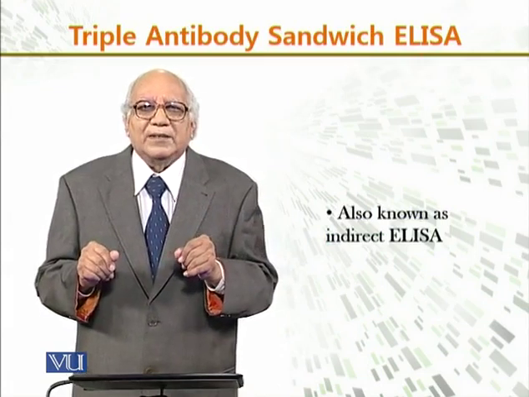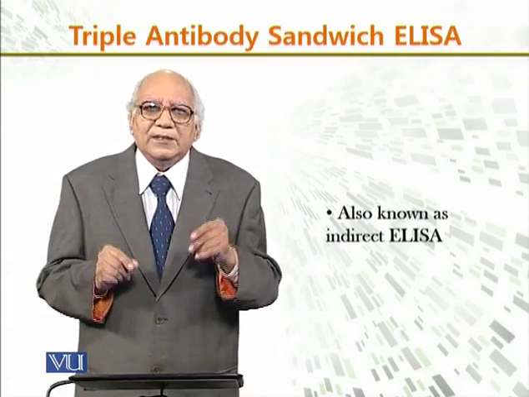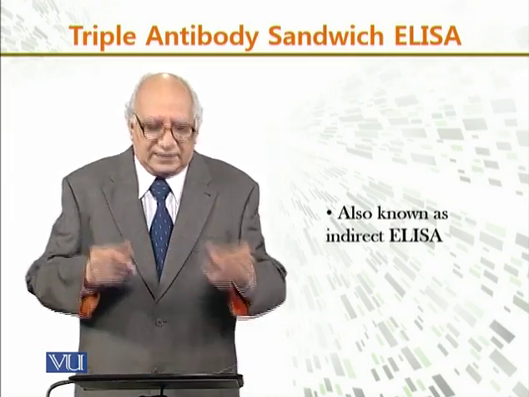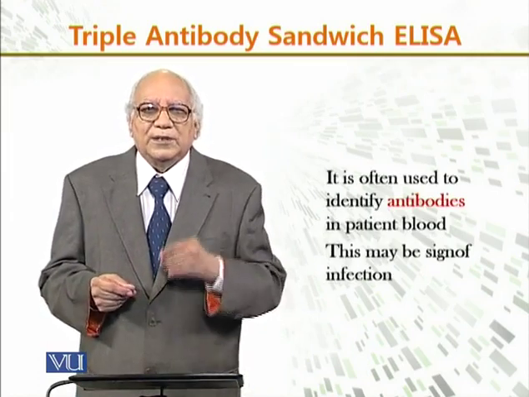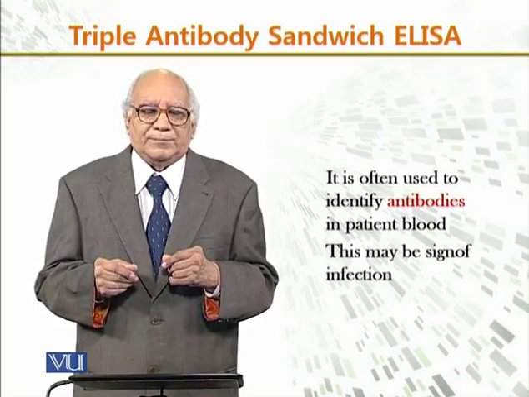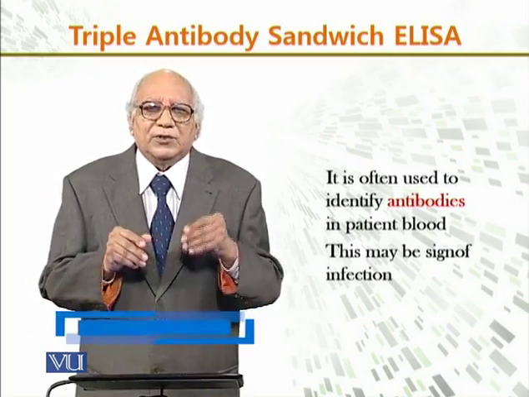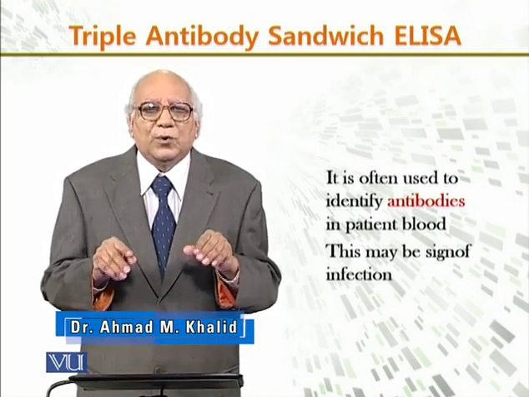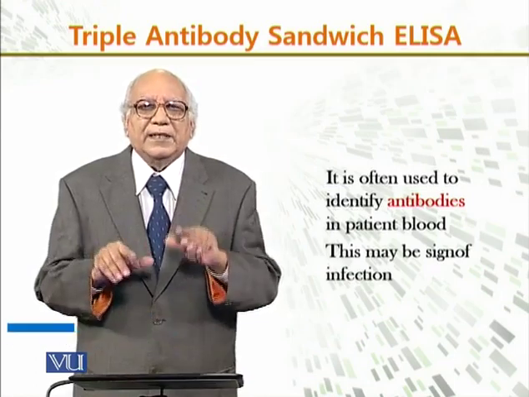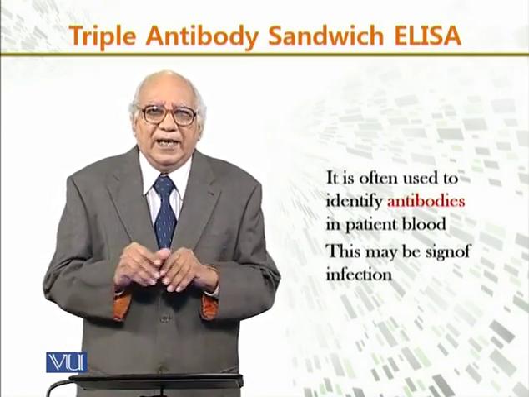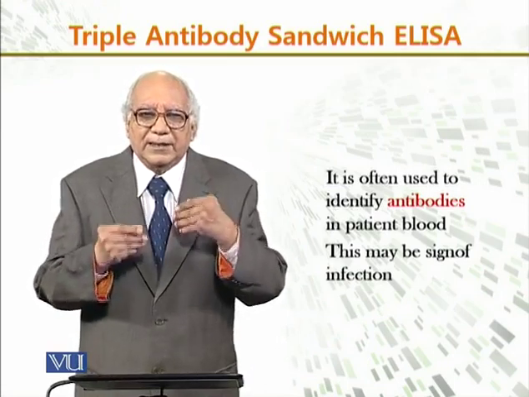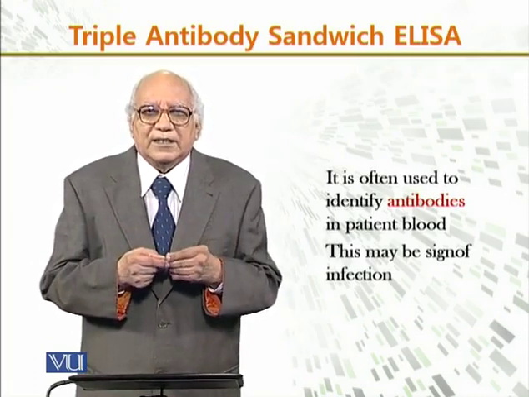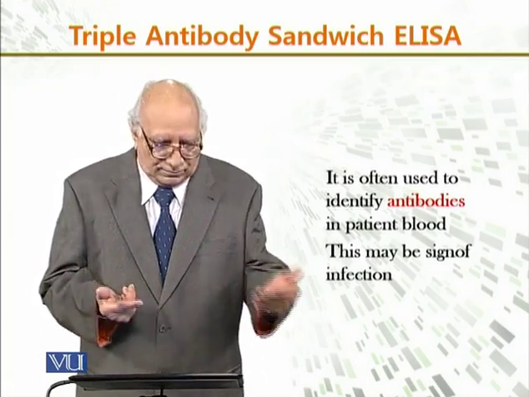This method, triple antibody ELISA, is also known as indirect ELISA. The indirect ELISA is used to determine the antibody concentration. This method is used to identify antibodies in patients' blood who may be suffering from some kind of infection, and we can determine whether there may be a sign of infection in their blood, whether it is an infectious disease, a virus, or whatever.